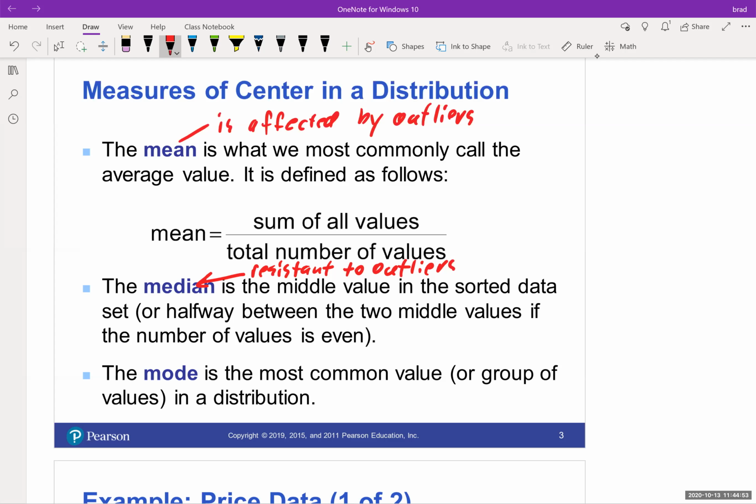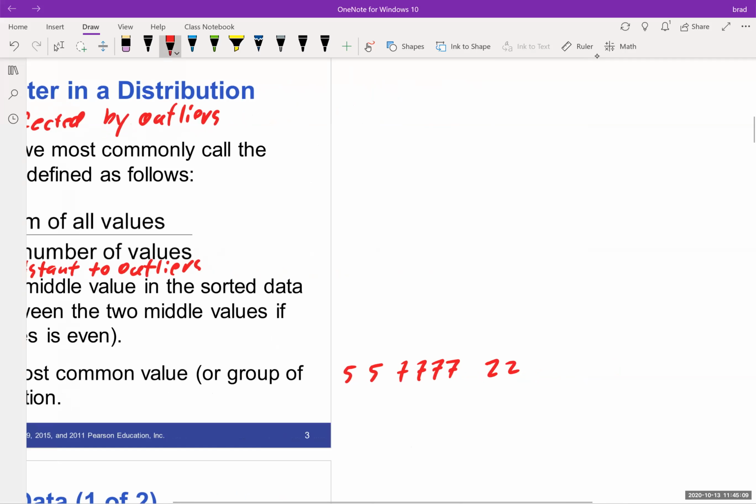The mode is the most common value or group of values in a distribution. So that means if you have a 7, a 7, a 7, a 3, and a 2, 7 is the data value that occurred most. So if I have 5, 5, 7, 7, 7, 2, 2, 8, 1, let's say, the mode would equal 7, because the mode is simply the number that occurs most often.